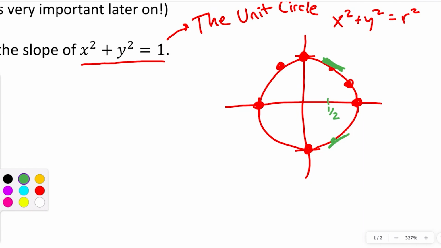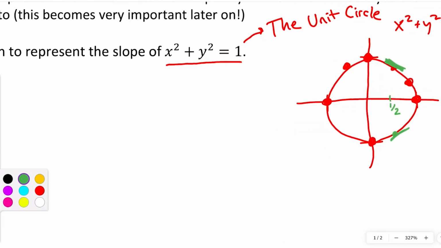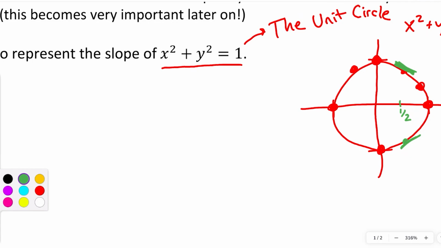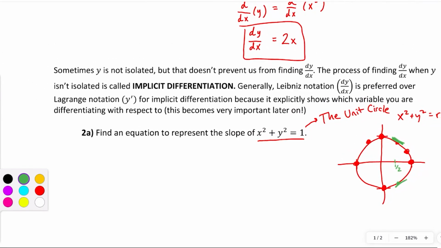Now finding that slope is going to require that we find the derivative of y with respect to x. dy/dx is the slope of this function. This is not this function, but this equation. So let's talk about how we find that. How do we find dy/dx if y is not isolated? And that's what implicit differentiation is. That's the difference between explicit differentiation, when y is defined explicitly in terms of x, versus implicit differentiation, which is where y is not isolated.